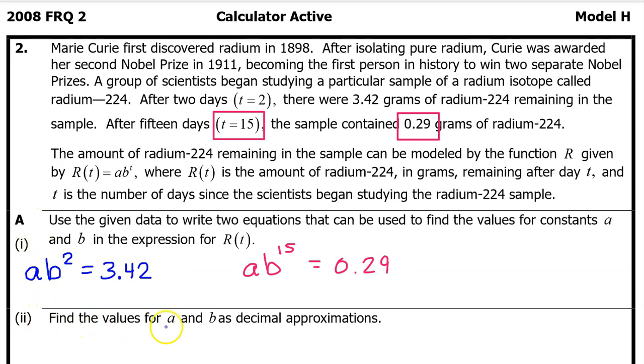A. Part 2. Find the values of a and b as decimal approximations. The graphing calculator does have a regression model that fits the form a times b to the t power. So that's one method for finding a and b. We could do a regression model. This will not always work because on the AP exam, they will often give you something slightly different than this. For example, it might be a times b to the t plus 1 power or something like that. In this case, you could not use the regression model and you'd have to do it mostly by hand. For that reason, I'm going to show you both methods, starting with the method where you do as much as you can by hand.